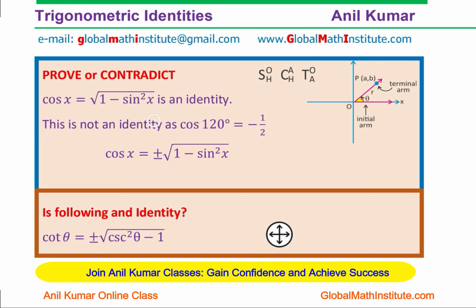So, in this case, it is not an identity since cos of 120 degrees is negative half. However, the right hand side will be positive. So, the basic identity will be, you have to write plus and minus. Do you see that? Or the identity is absolute value of cos x is equal to square root of 1 minus sine square. Does it make sense? Because then you'll make the left hand side positive. So that is an identity. Do you see that? This is an identity.